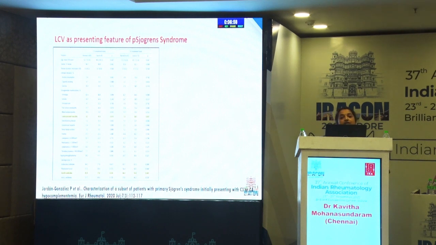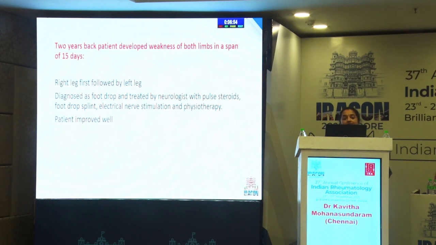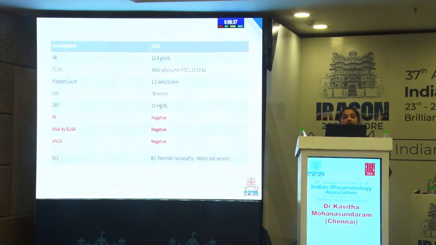This patient had it when we diagnosed Sjogren's, so we were not aware of the LCV status when it happened. Two years back, during the initial wave of COVID, he developed a foot drop, right leg followed by left leg, treated again by a neurologist outside. It was treated with pulse steroids, foot drop splints, and electrical nerve stimulation. The patient did improve. The investigations done then were available with the patient: ANA was done by ELISA and was negative, ANCA was negative, and NCS showed bilateral peroneal neuropathy, motor and sensory.